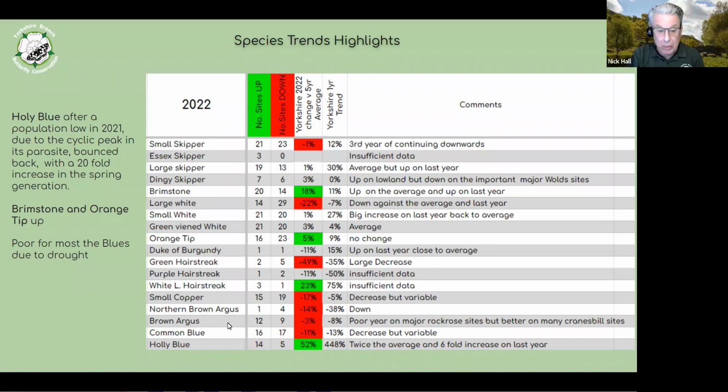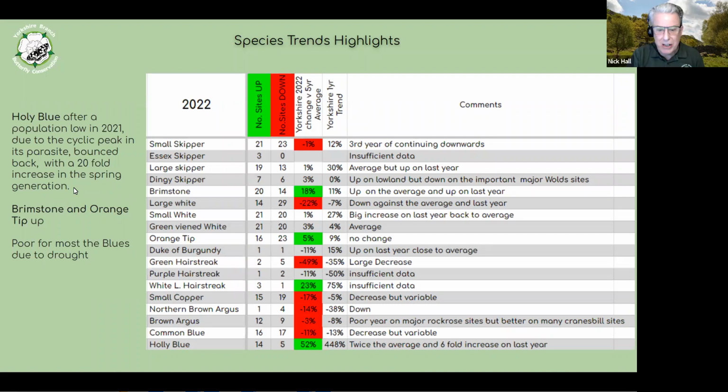Common blue was a bit down, but of course the other big headline is holly blue. In my predictions, and you might remember a few of my predictions last year, we said we thought the holly blue was going to go up rapidly, simply because the second generation last year showed a significant increase from an absolute pit's bottom in the spring. It was one of the worst times for holly blue in recent times. And we'll look in more detail at that when we do the 30-year review. But the spring this year was almost a factor of 20 higher than the average, which is just amazing.